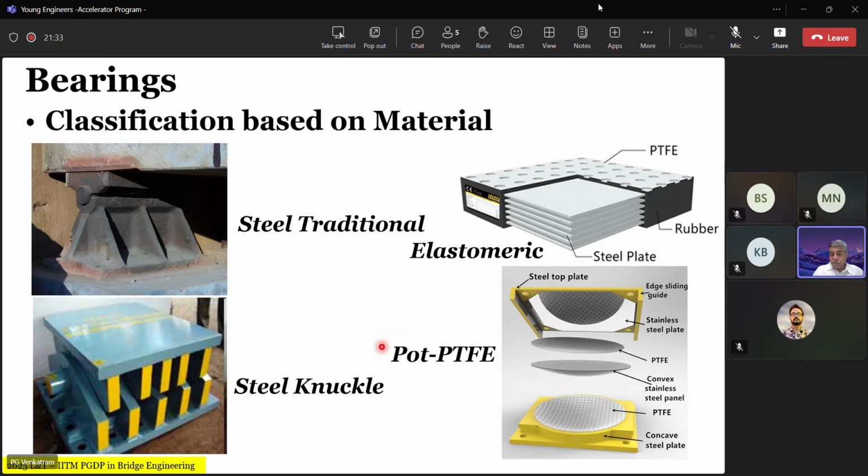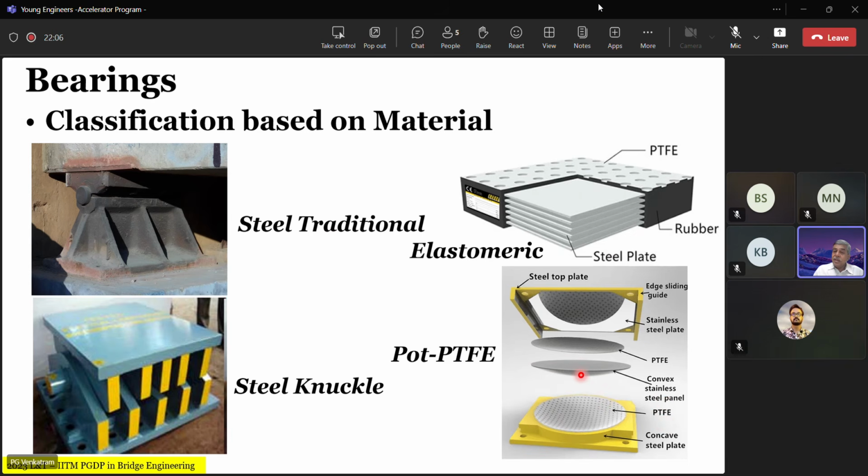Then you have bearings. The picture you have here is really not a pot and PTFE bearing. It is actually what is called a spherical bearing. Later on, I will show you a pot and PTFE bearing, but functionally they are similar. In a spherical bearing, you have a part of a concave sphere on which sits a convex sphere. The convex sphere is attached to the top and the concave to the bottom, and they are separated by a PTFE layer so that the rotation takes place with minimum friction.